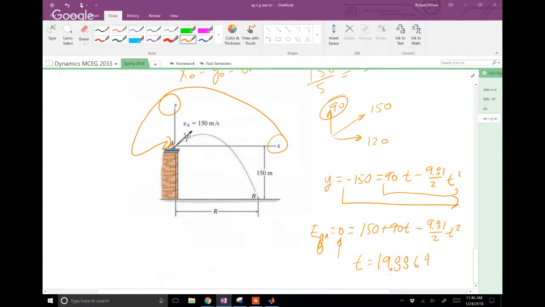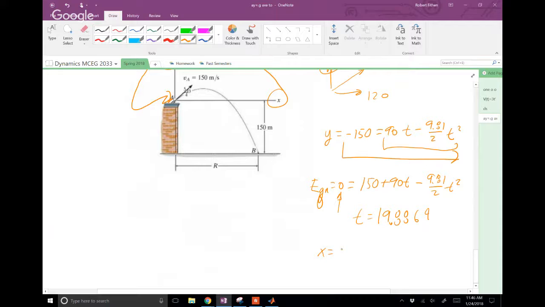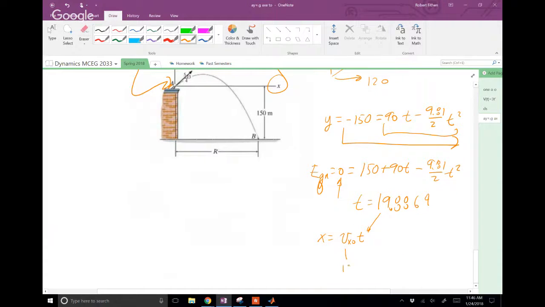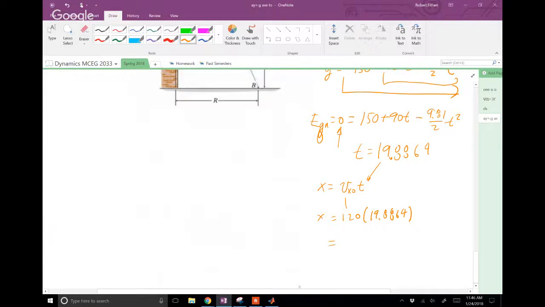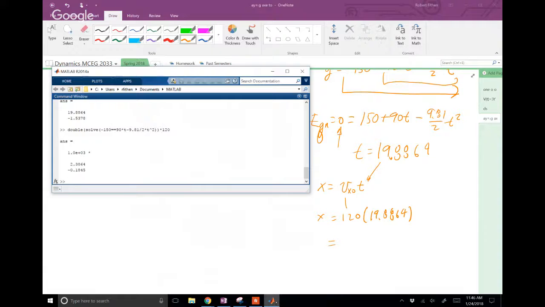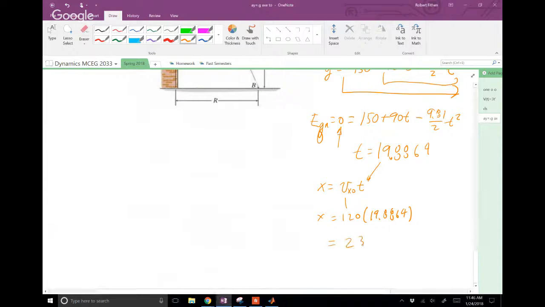19.8864. So if I've got that, then I've just got x is equal to x naught plus vx naught t. I'll just take that in, and the vx naught was 120 times 19.8864, or x, the range should be equal to, I don't know here, I'm going to do something like this, 120. And so the range should be, oh geez, 2,386, something like that.